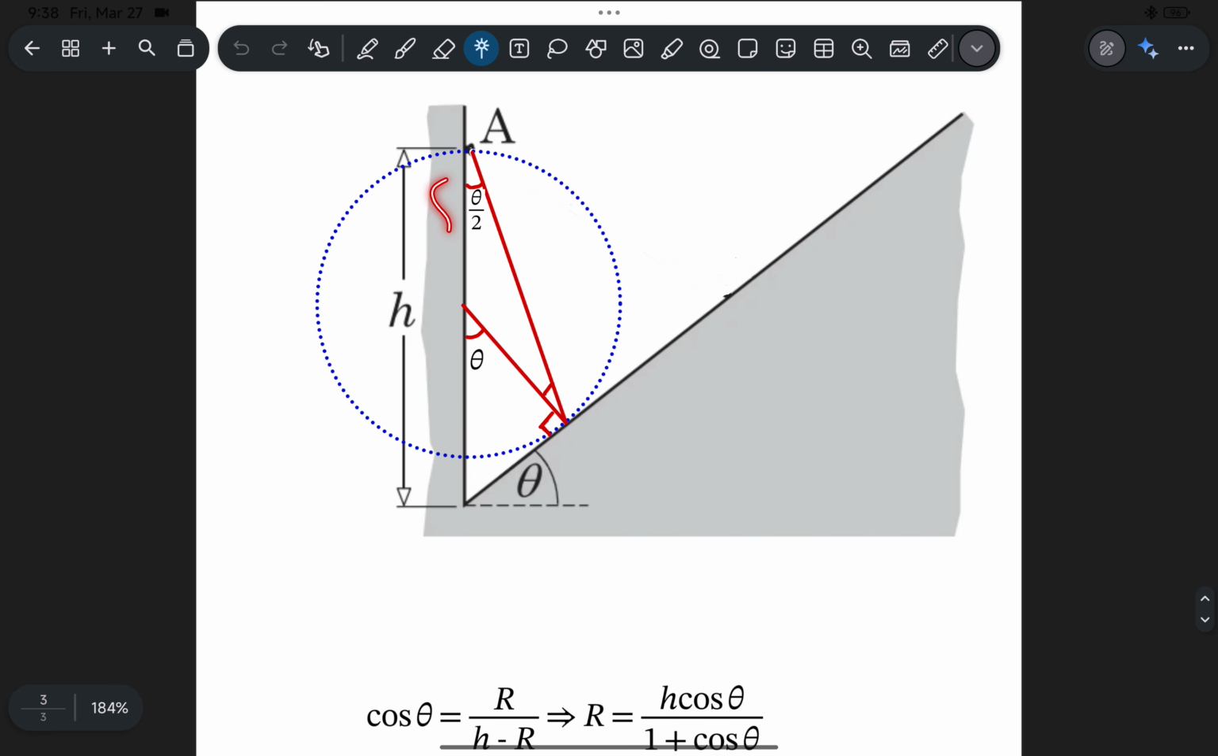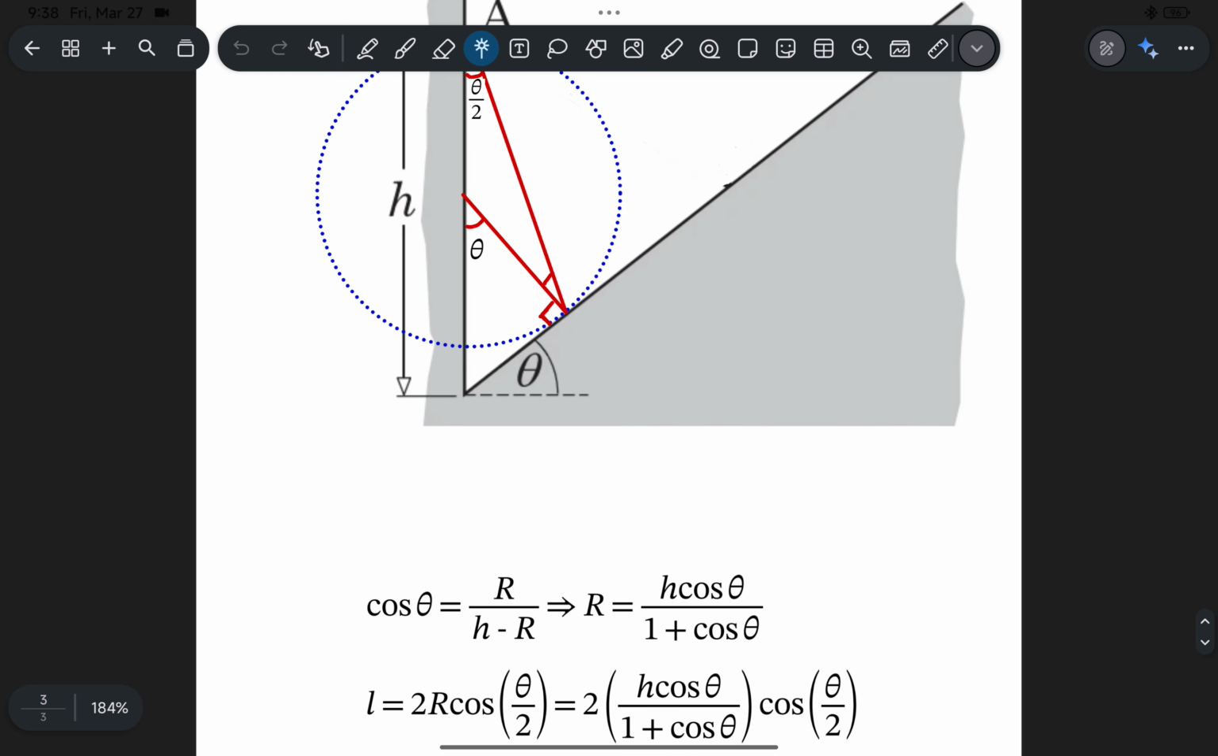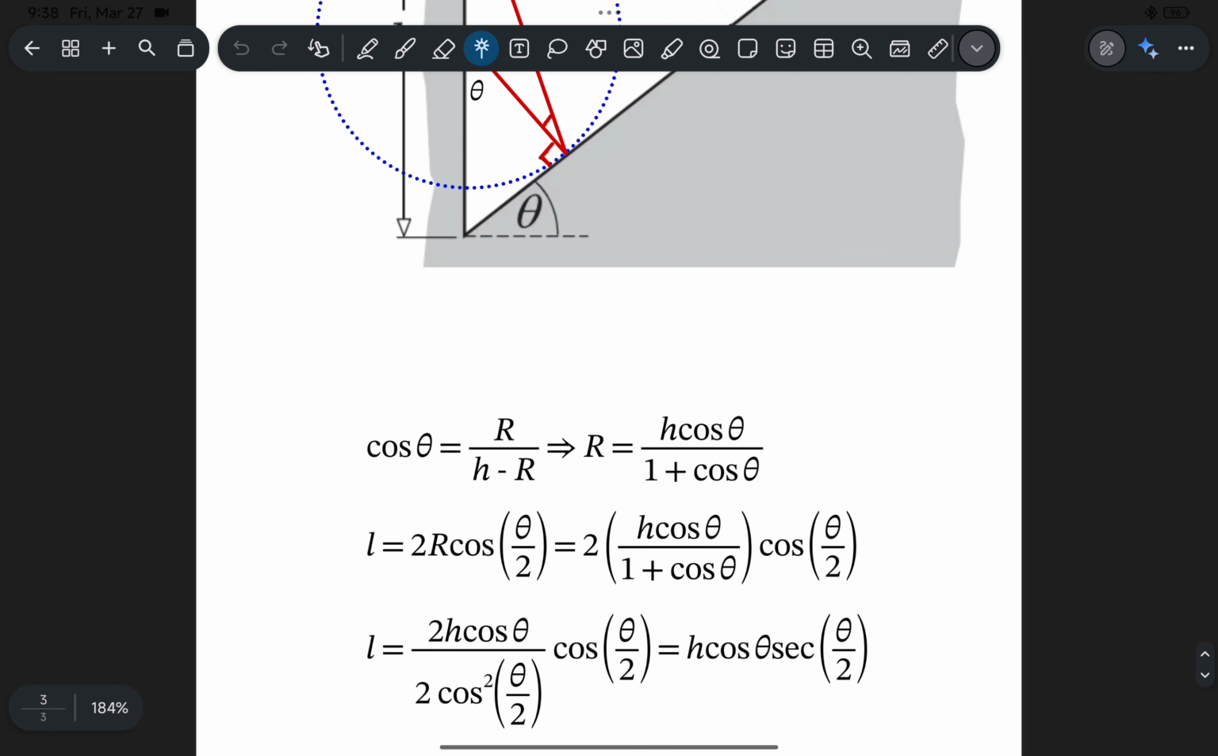Now this radius is r, so this length will be h minus r, and this is a right angle triangle here, so I have just written cos theta. Cos theta in this right angle triangle will be how much? r by h minus r. h minus r is the hypotenuse, r is the adjacent side. Adjacent side by hypotenuse I have written. Now, with simple rearrangement, I got r as h cos theta by 1 plus cos theta.